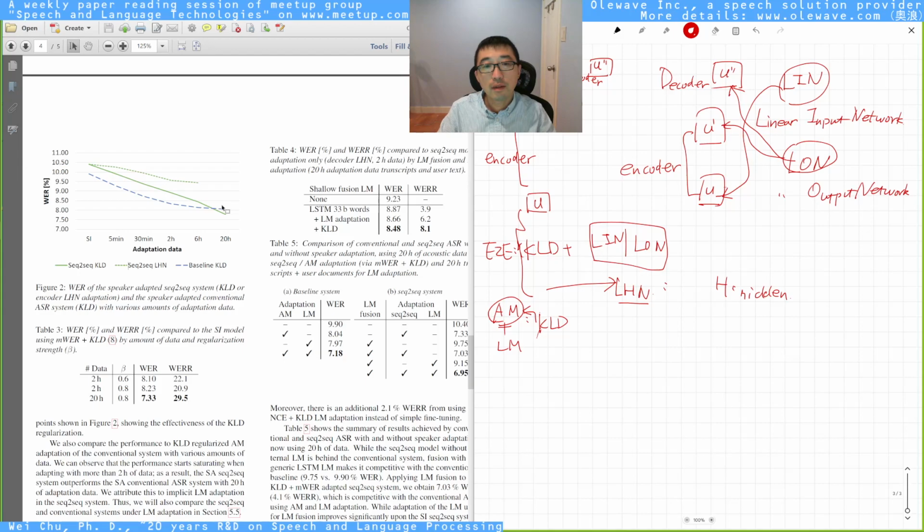But once he adds the KLD in the loss, also together with the LIN and LON, okay, what he was observing was that the more data you have for adaptation, the more gain you will get, and it's linear. It's very beautiful. Very beautiful, and eventually it got lower than 8% in WER, which is better than the baseline. It's very good results. Consider that he's publishing the paper back in 2019, not today. Very good results.